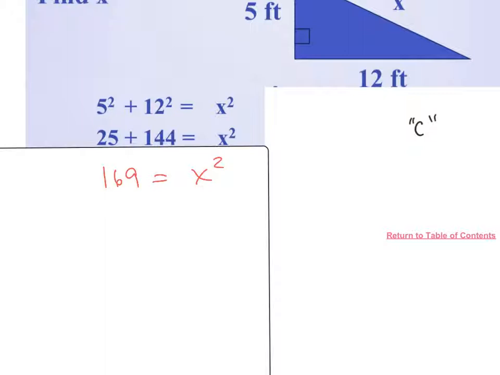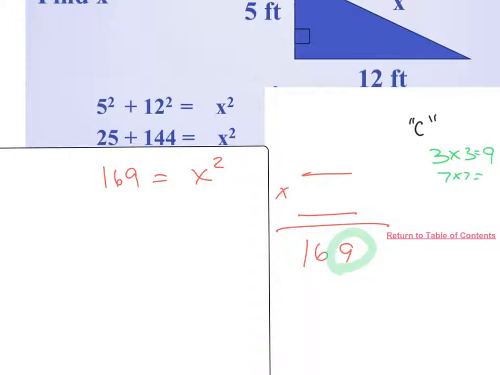Your job is to find the number that multiplied by itself gave you 169. So what Blake said was, well, I know that if I'm multiplying a number by itself, the last digit, in order for it to be 9, has to be a 3 or a 7, because 3 times 3 gives you 9, and 7 times 7 gives you 49. They both end with 9.